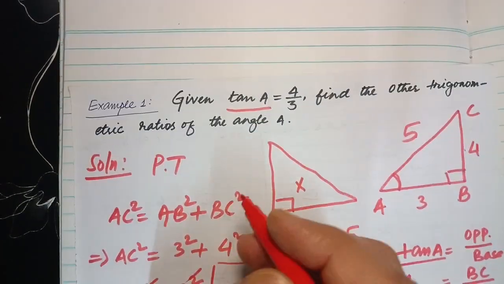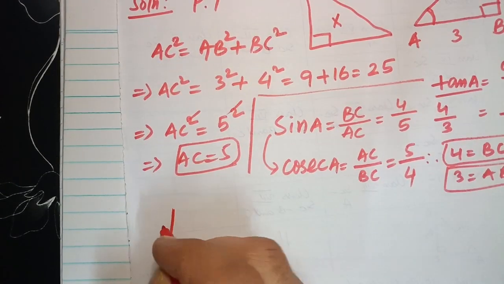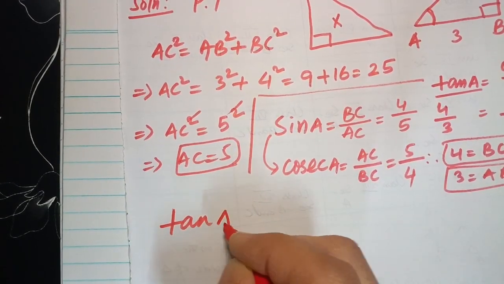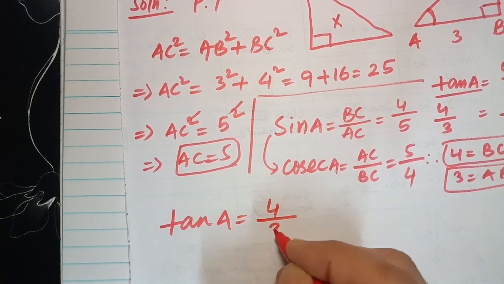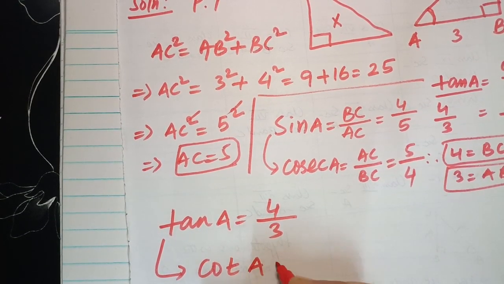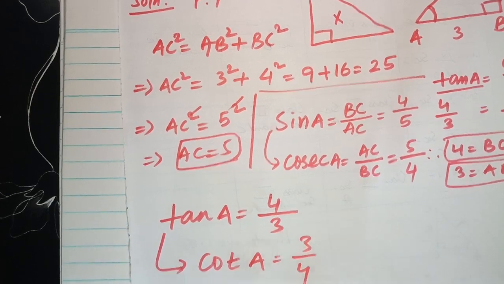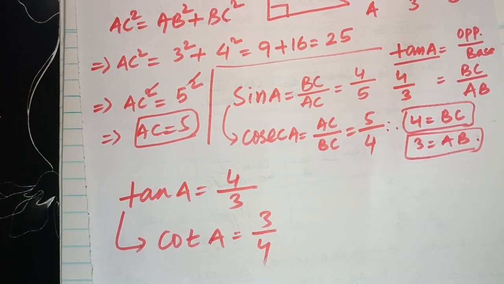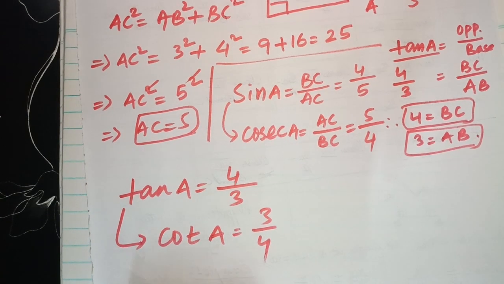Now as they have given tan A, tan A is 4 by 3. The reverse of this one is cot A. Cot means 3 by 4, just upside down. Now we are left with two more trigonometric ratios. Which ones?